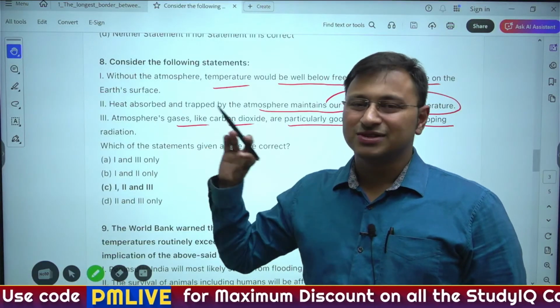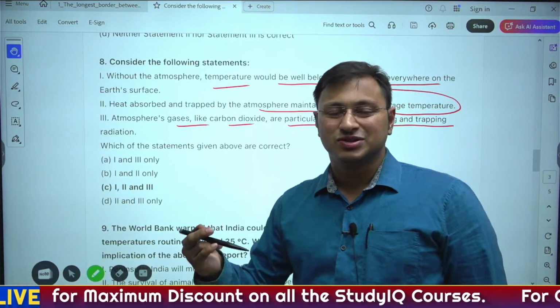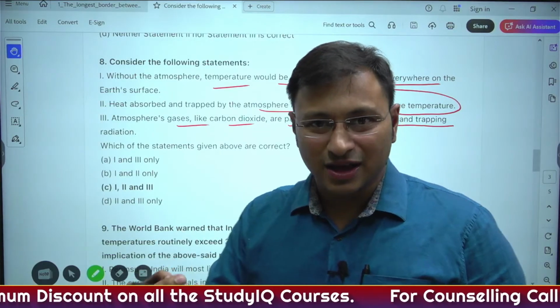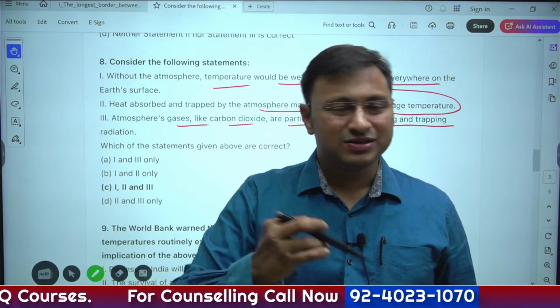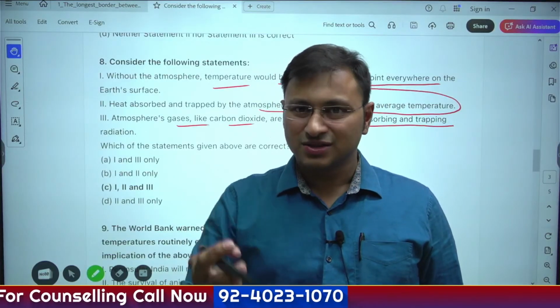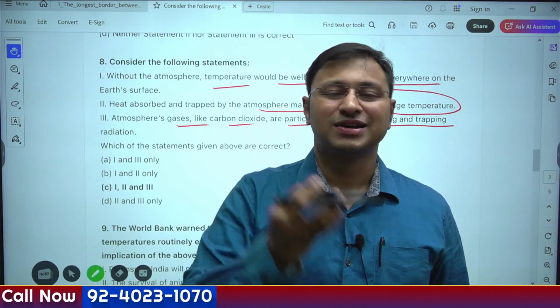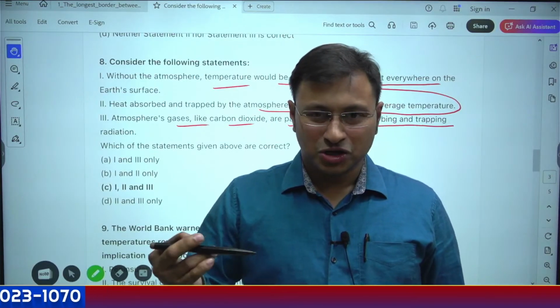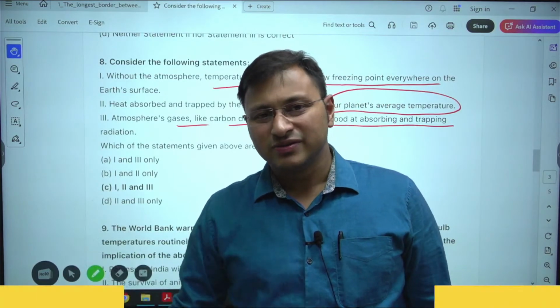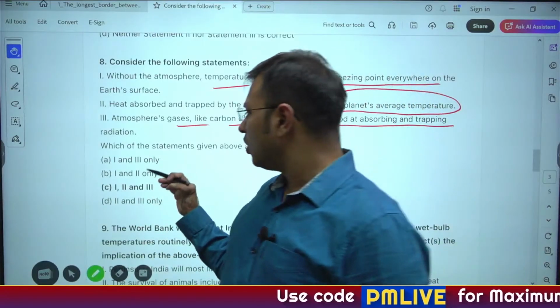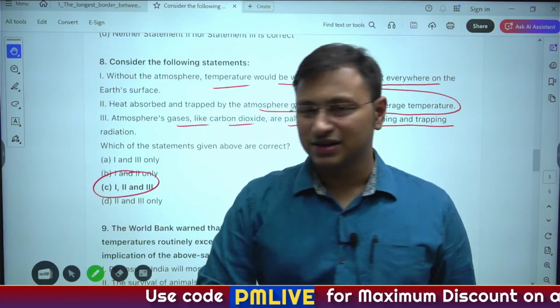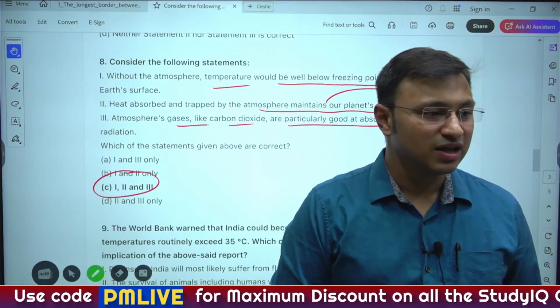Now, this concept is based on what? This concept is based on understanding how the average ambient temperature of the earth is maintained. This is the concept of what? This is the concept of the greenhouse gas effect. So, this concept is correlated with the normal lapse rate concept in the troposphere. So, here all the statements are correct. The correct answer is option C.